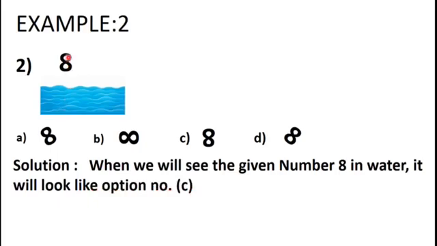Here beta, you can see this 8. Top part is smaller than the bottom part. When we will see it in the water, how will it look like? It will look like option number C, like this. Okay, so here we will write its answer that option number C is correct. Understood beta? Now I am giving you homework questions.